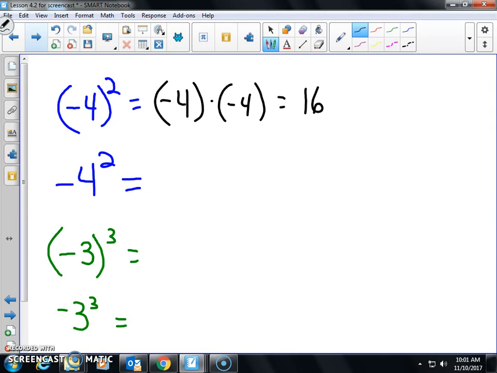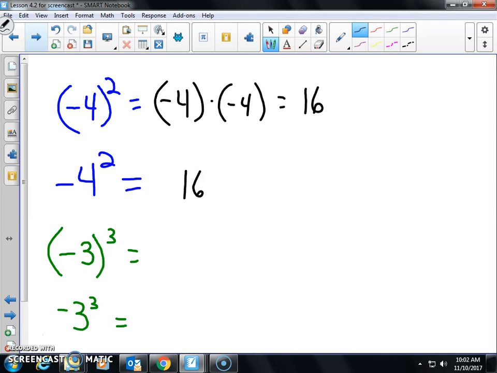When there are no parentheses, you need to think of the negative sign as the word opposite. So what we're saying is, I want the opposite of 4 squared. My strategy for this, if there are no parentheses around the negative sign, I cover up the negative sign, or I pretend it's not there, and I do the work. I want 4 squared. Oh, 4 squared is 16.